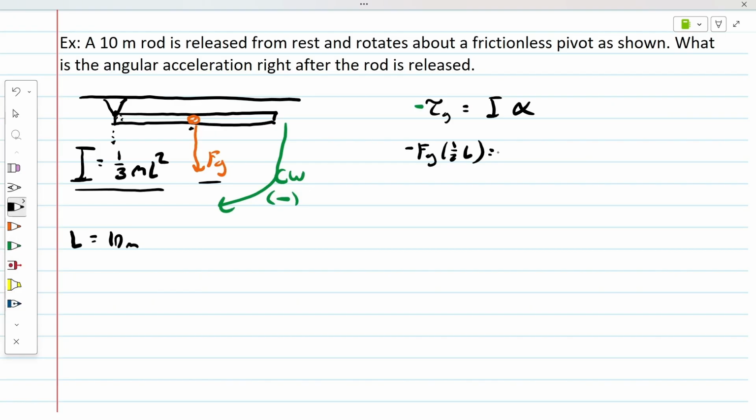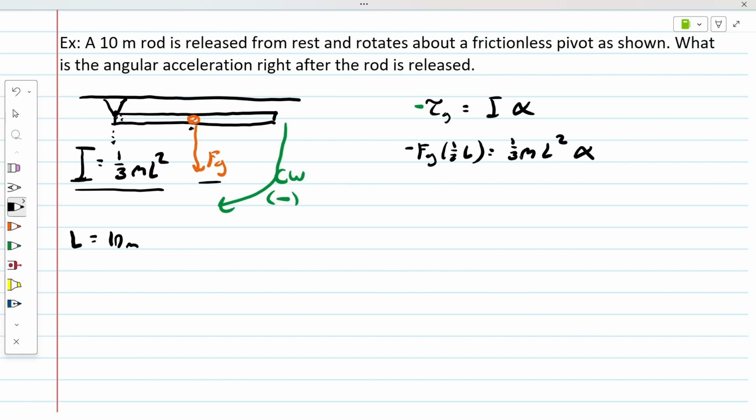Okay? And then the rotational inertia we were given as 1/3 mass of the rod, length of the rod squared, and then this angular acceleration, which is what we want to find.